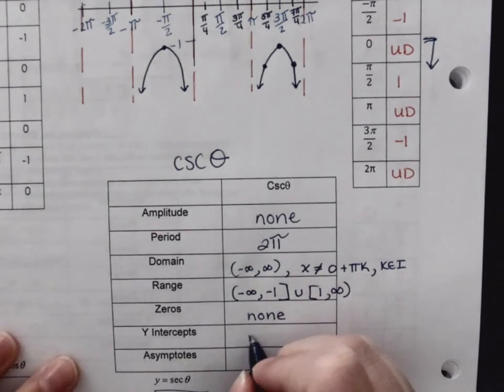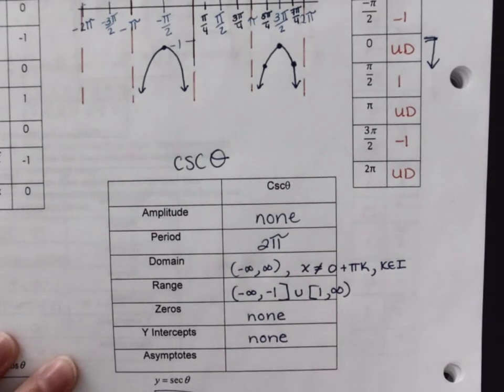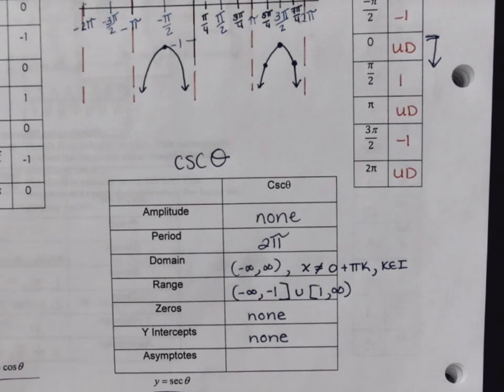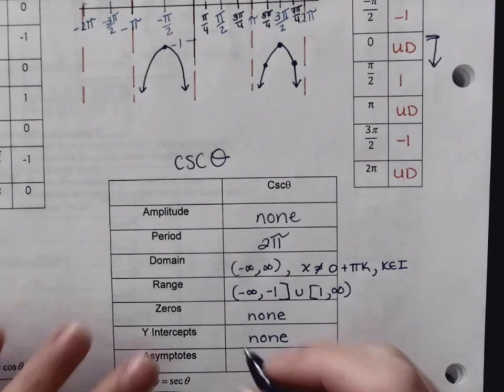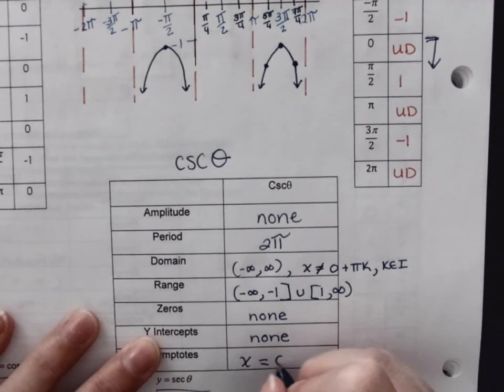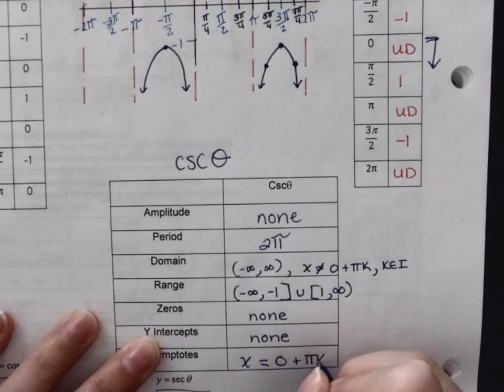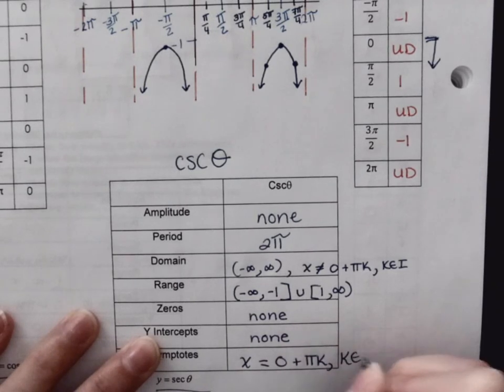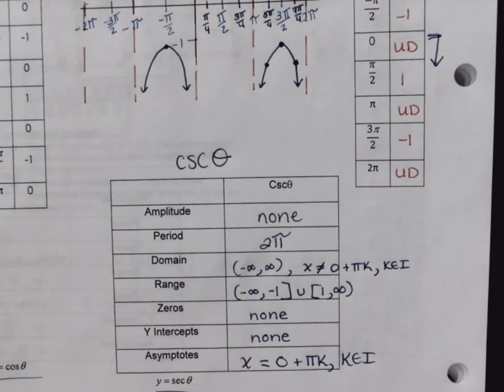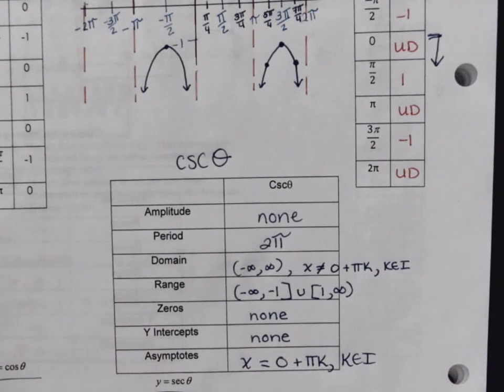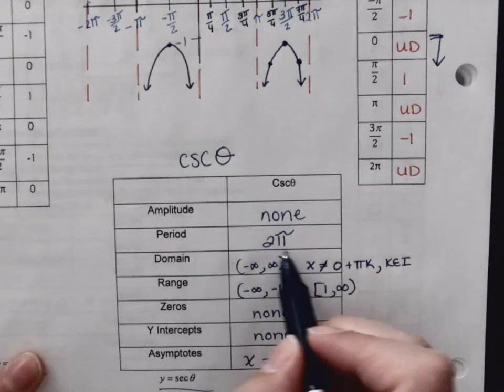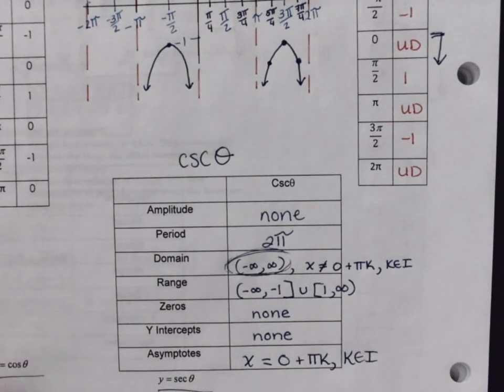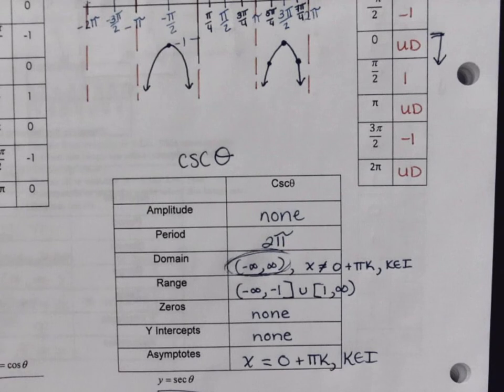This is nice. Y-intercepts: none, because we have an asymptote on the y-axis. Asymptotes, you already wrote the statement. So when do we use k ∈ Z or x ∈ R? x ∈ R is this. That's x ∈ R. Those two things mean the exact same thing. Okay, we're going to be done.